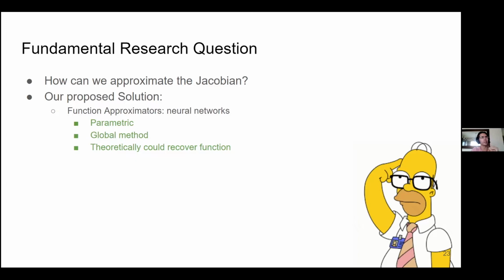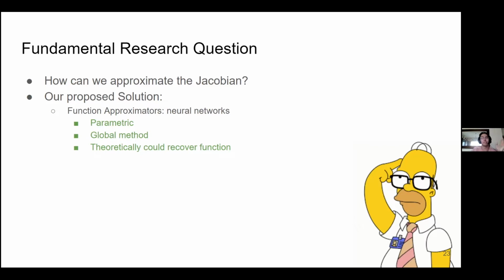I know some people say they're non-parametric, but the way we did it, the number of parameters is fairly small. It's a global method in the sense that we give it the joint angles Q, it'll give us a Jacobian approximation, and it can work for large portions of where the robot might be able to move. Theoretically, if we had enough data and a big enough model, we might be able to recover the true Jacobian, which could be a good idea.